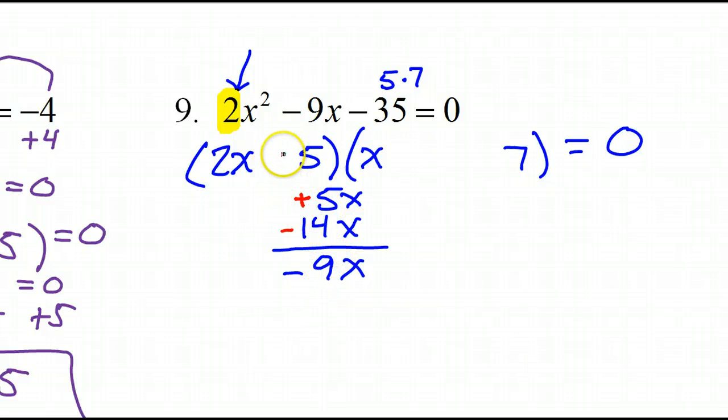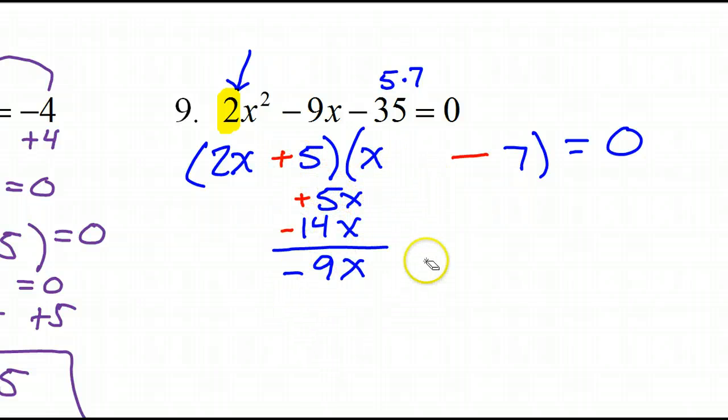Alright, and then I translate that into this. There's my positive 5, and if I make the 7 negative, then that will make my negative 14. I must check one last thing. Does positive 5 times negative 7 give me negative 35? And of course it does. Okay, so that's how you do that.